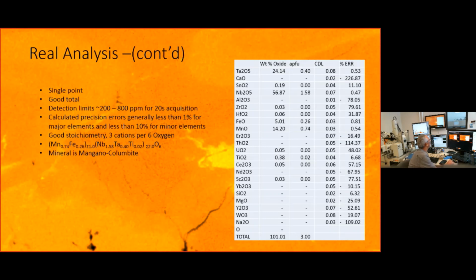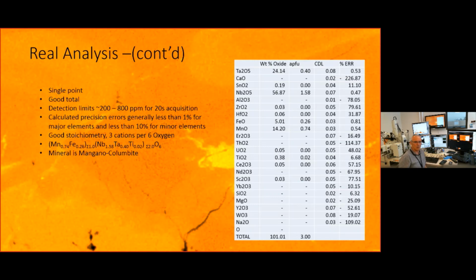So for manganese, we get 0.74 atoms and 0.26 of iron. So that adds up to exactly 1. That is exactly what we want to get for that site. We have one site completely filled by iron and manganese. And then the tantalum and niobium: 1.58 niobium, tantalum 0.4. So that's only 1.98, and that's a significant loss. We should be at 2 atoms. But if we look farther down the list, we can see that we got 0.02 atoms of titanium, which does fit in that site. So that site is now a total of 2. So that is a good stoichiometry.